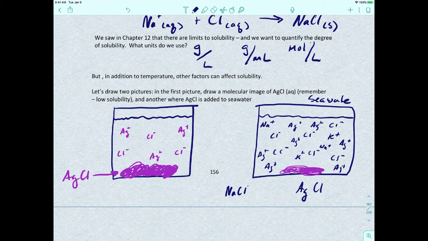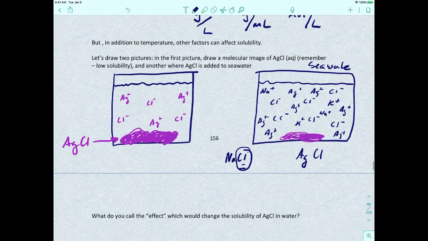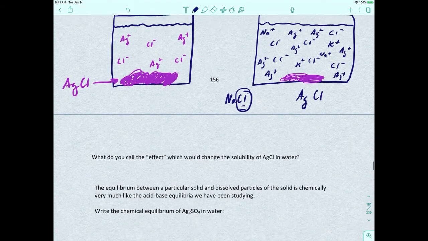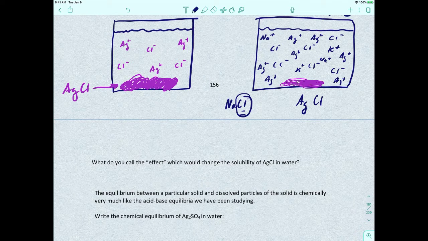And it's because seawater, if we assume that seawater is just sodium chloride, has this chloride ion that's already present in the seawater, and that's influencing how much silver chloride can actually be dissolved. So, what do we call the effect that would change the solubility of silver chloride in water? The common ion effect.